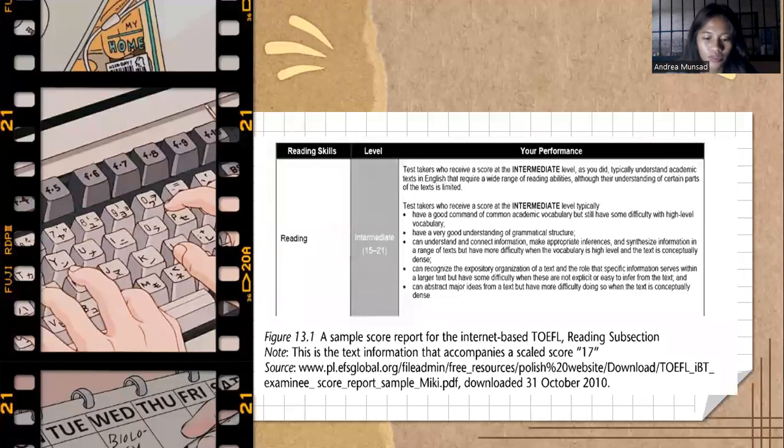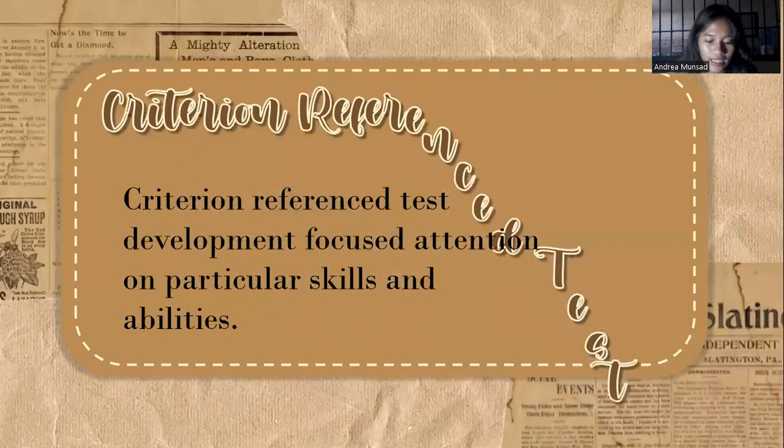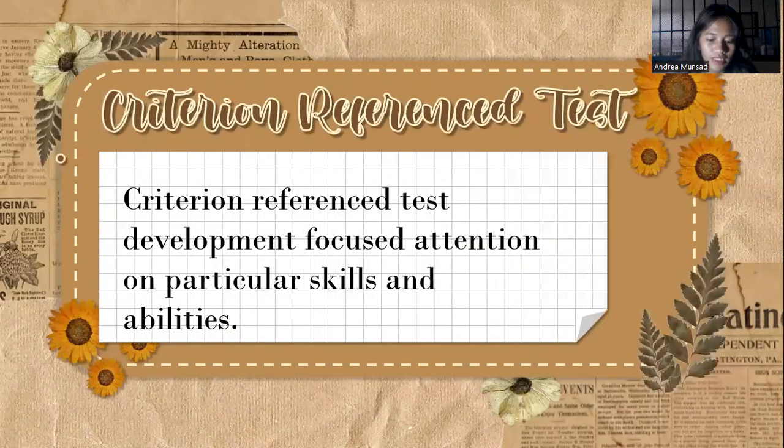Figure 13.1 shows a sample modern score report. Many of the modern techniques to calibrate and track the standard descriptive language derive historically from criterion referencing's emphasis on skills rather than the spread of scores in a distribution. Criterion reference test development focuses attention on particular skills and abilities. Operationalization is the challenge of putting an ability into measurable terms, and it is featured centrally in criterion reference testing.